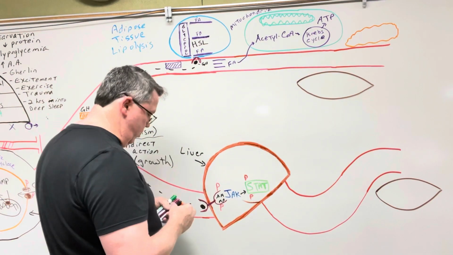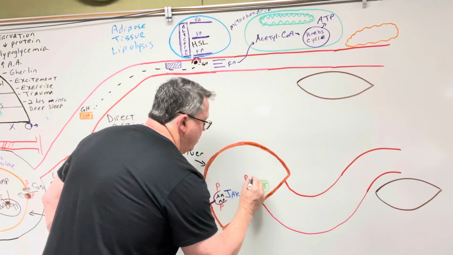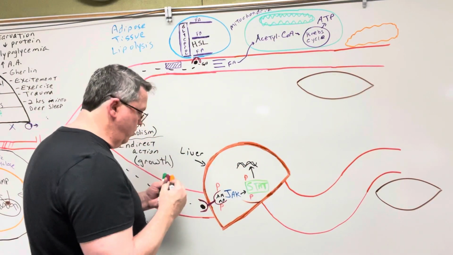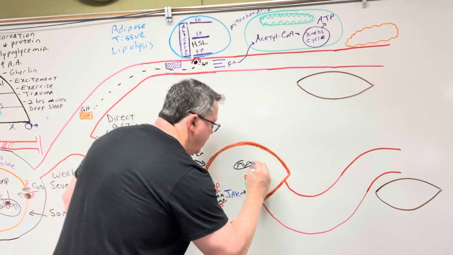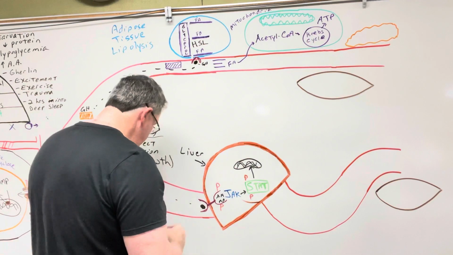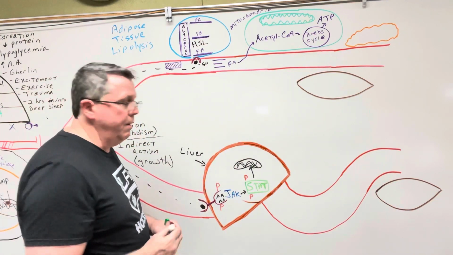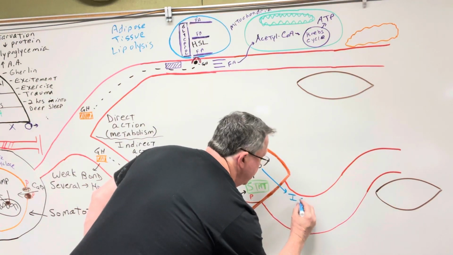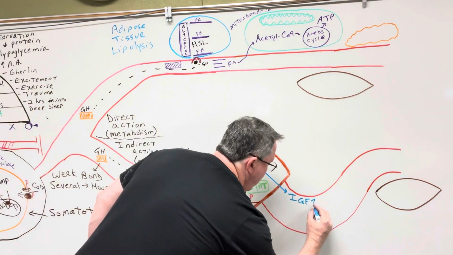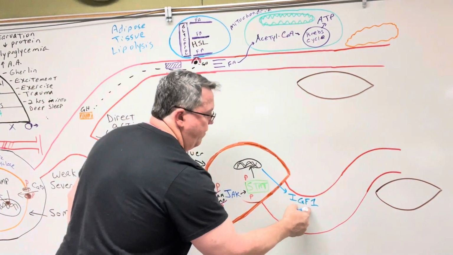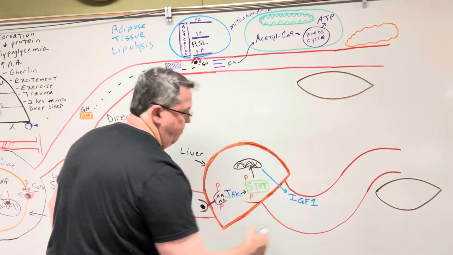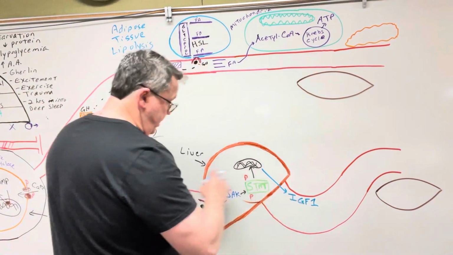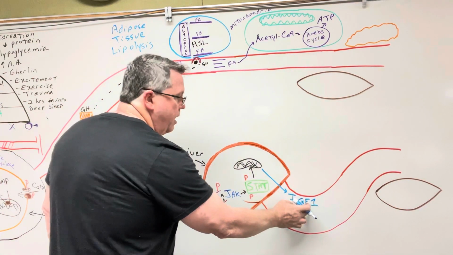What the STAT is going to do now is go up to the DNA and cause the DNA to do a type of protein synthesis in which it's going to make a new type of hormone that we are going to call IGF-1, insulin-like growth factor 1. Okay? So now there's insulin-like growth factor 1. This is the indirect pathway. We're going to come back to this in just a minute.